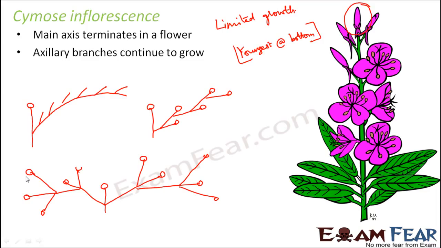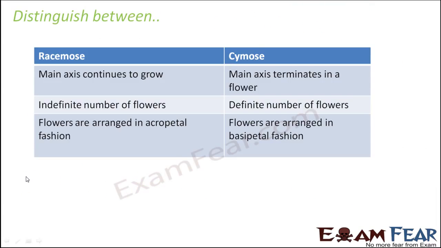Okay. So now let us have a quick distinction between racemose and cymose. The first and the basic difference is that in racemose the main axis continues to grow, but in cymose the main axis terminates in a flower. Therefore, it has limited growth. In racemose, an indefinite number of flowers are present, whereas in cymose, a definite number of flowers, because in cymose the axis can only terminate in one flower. So you just cannot have a bunch of flowers together, right? So the number of flowers will always be definite in cymose, but in racemose, there is nothing like that.